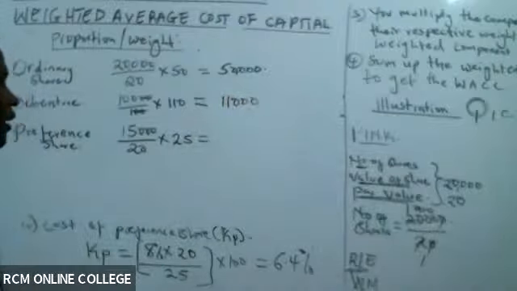Nipatie hiyo ya hapa ya preference share. Preference share ni ngapi? Value ya preference share, somebody. Preference share value ni ngapi? 18,750. 18,750. Somebody who can remember the concept of getting proportion.